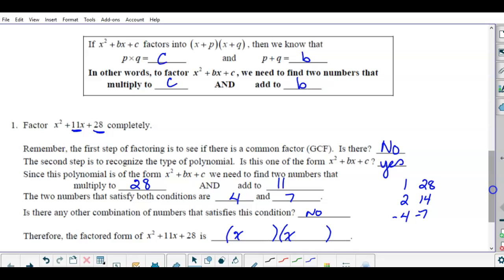You can set that up no matter what. x at the beginning of each. Okay, and then your two numbers. So your two numbers are 4 and 7. So you need an x plus 4 and an x plus 7. Okay, then you're done. You can always check it. If you expand that back correctly, you should get the original trinomial expression.